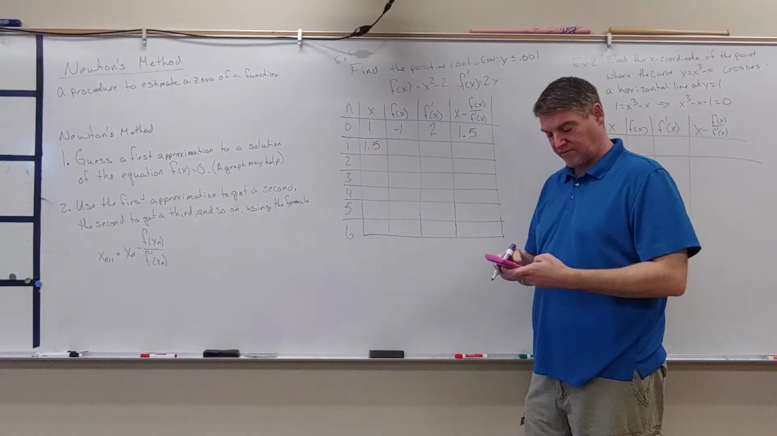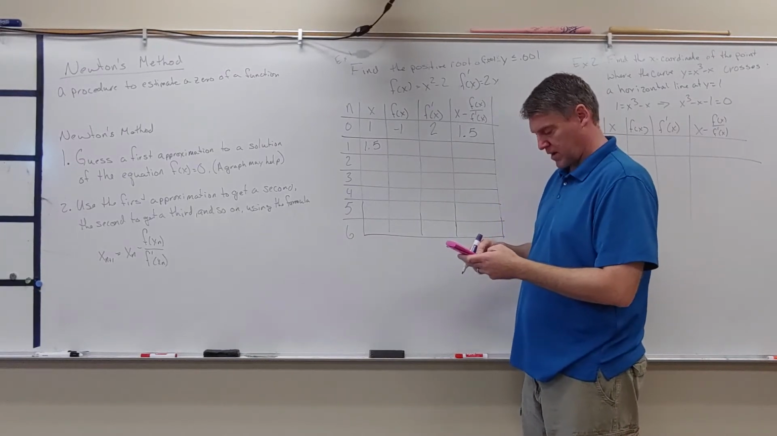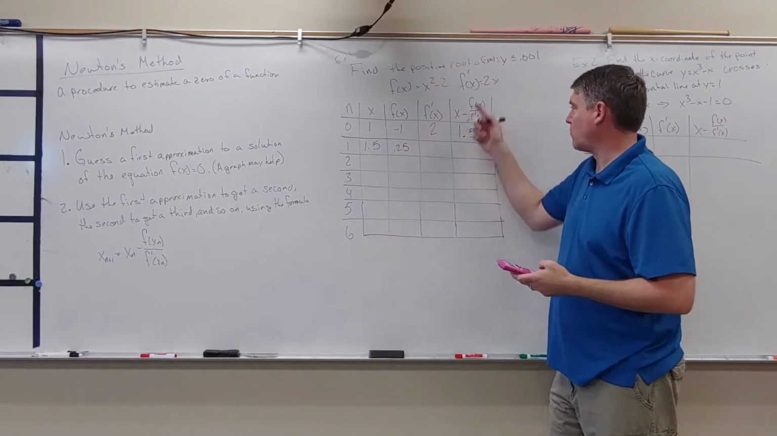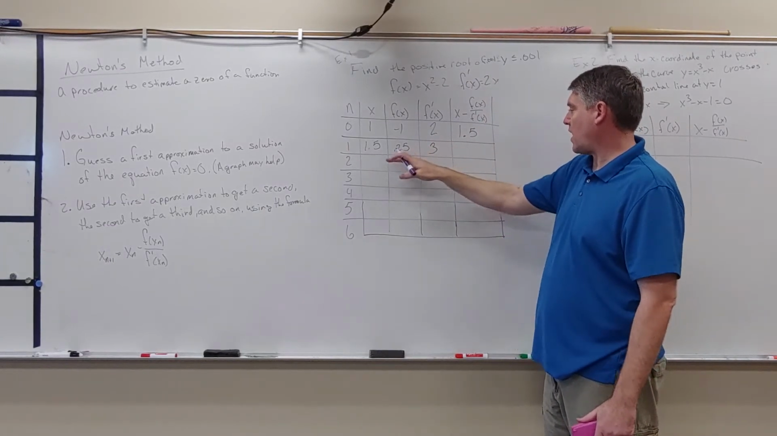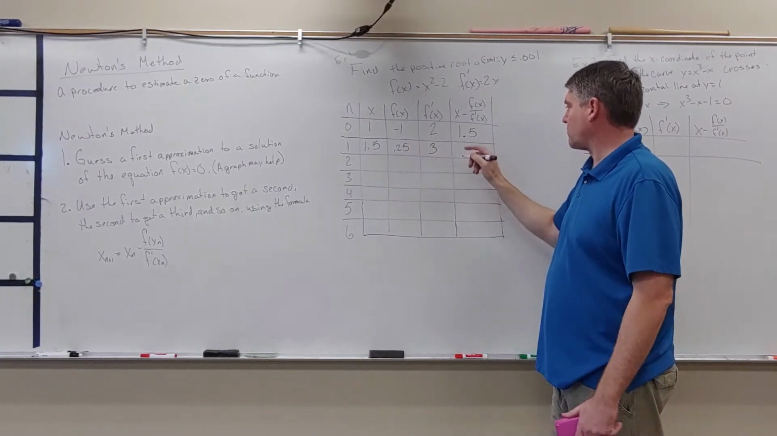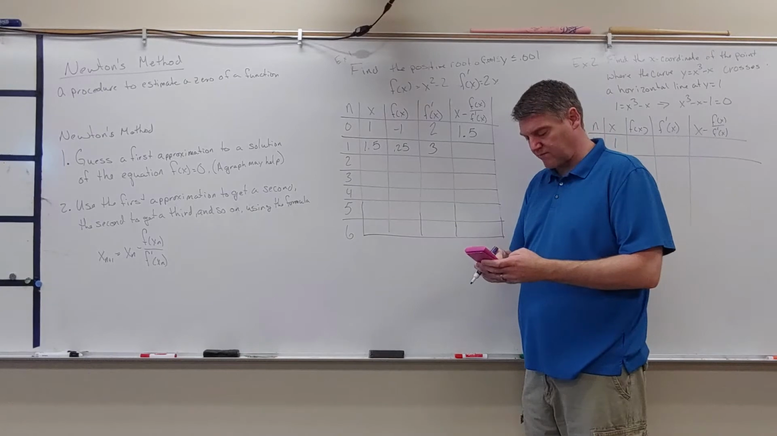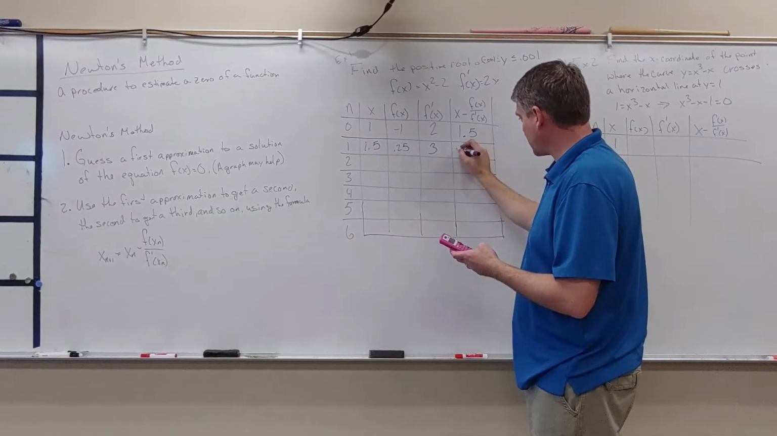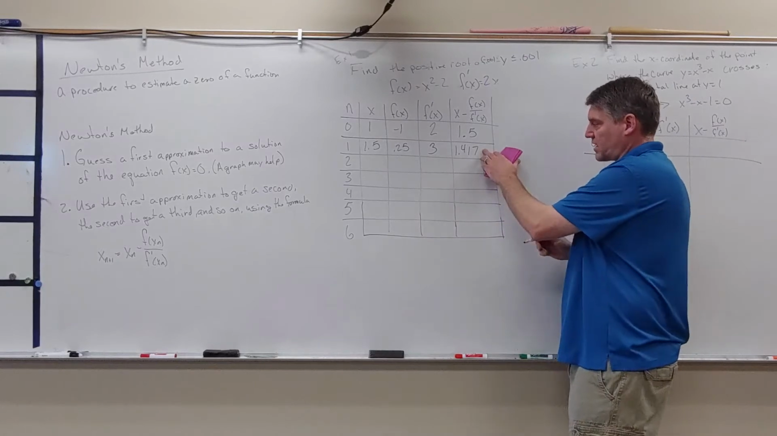So now I take 1.5, and this is where you're going to need a calculator. 1.5 squared minus 2 is 0.25. Now I'm going to find f prime of 1.5. So this is 3. Now this is not close enough to 0. It's 0.25 off. So now I'm going to run this: 1.5 minus 0.25 divided by 3. And then this is going to give me 1.417.